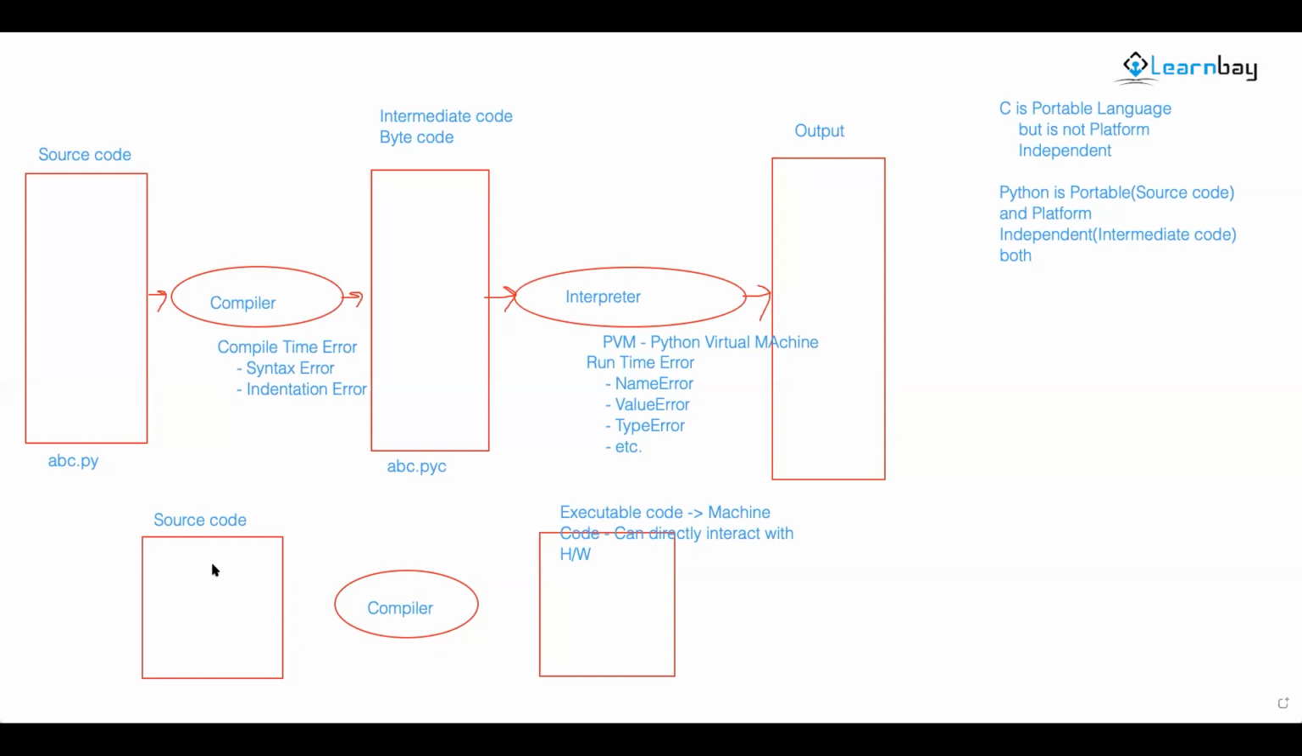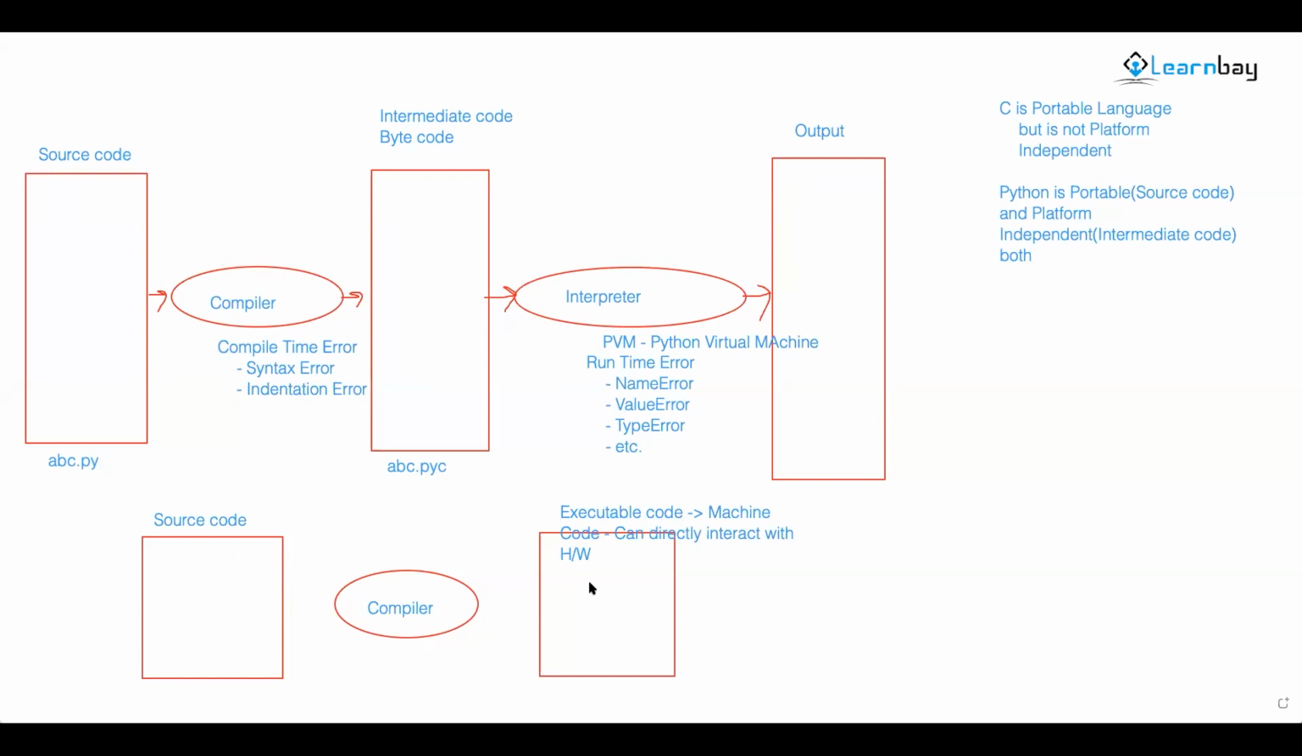When you can move the source code of any language from one platform to another, listen to this: the source code of C, source code of Python, source code of Java, when you can move this code from one platform to another, we say that language is a portable language, right? So C source code can be moved, so it is portable, right?